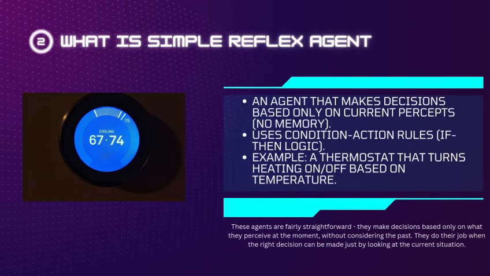What is a simple reflex agent? An agent that makes decisions based only on current percepts, with no memory. It uses condition-action rules, if-then logic. Example: a thermostat that turns heating on or off based on temperature.